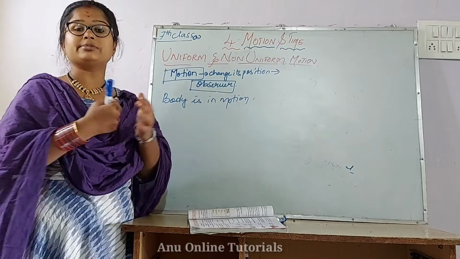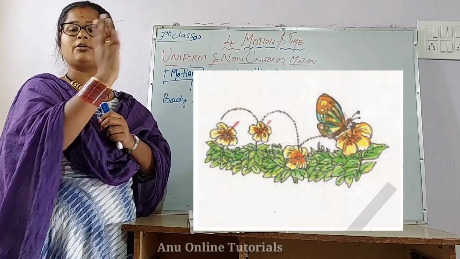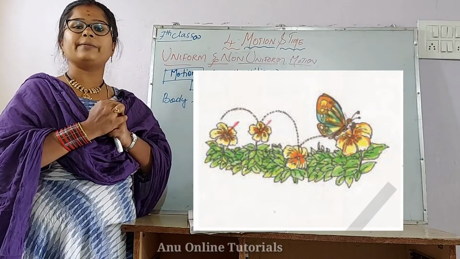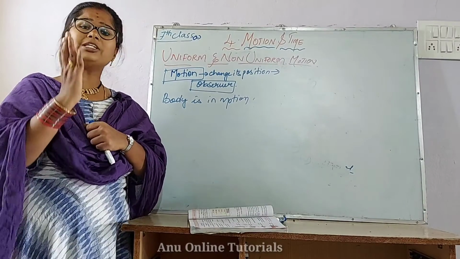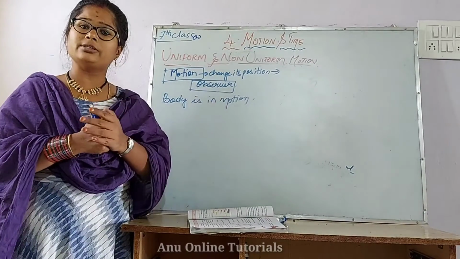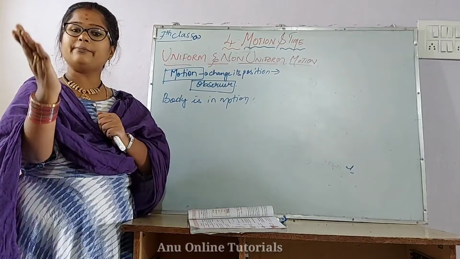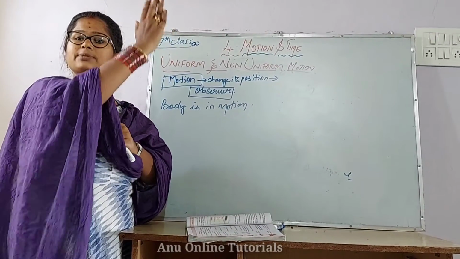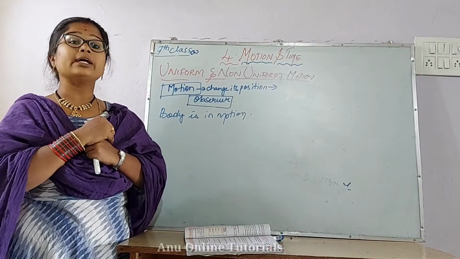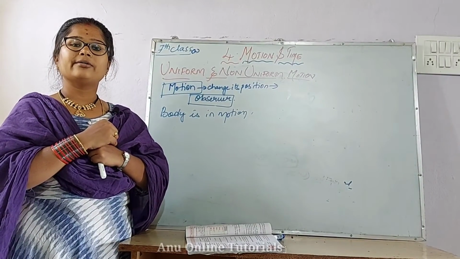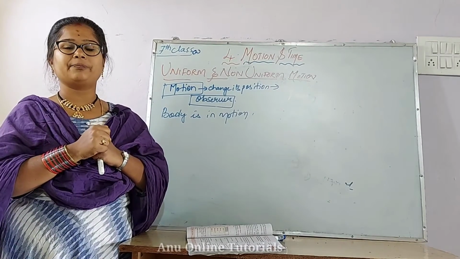And there are some other movements we will see, like a butterfly moving from one plant to another plant, or a dog moving from one place to another place. They are changing their position, they are in motion, but they are not traveling the same distance with respect to time. But the hands of a clock move the same distance in a given time, isn't it?